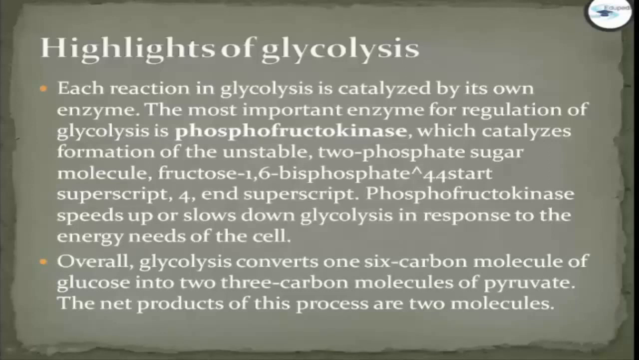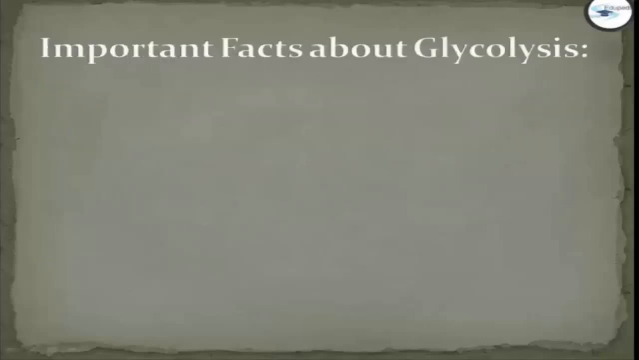Overall, glycolysis converts one 6-carbon molecule of glucose into two 3-carbon molecules of pyruvate. The net products of this process are two molecules.